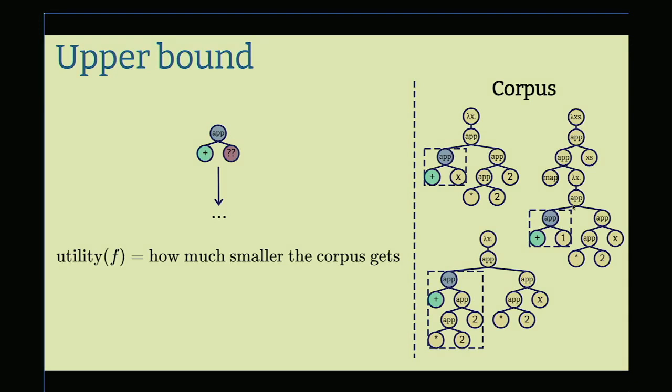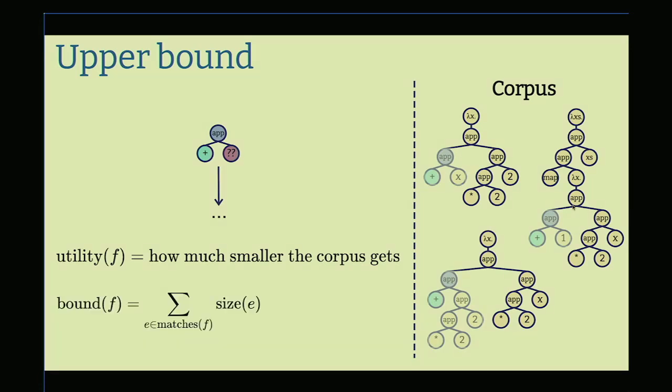Now, since our utility is basically how much smaller we get when we delete common structure, an over-approximation of this utility can be obtained by just deleting those subtrees completely. So in other words, our upper bound is a sum over the match locations of the size of the subtree at each match location. To make that concrete, we have 2 size 3 subtrees and 1 size 7, so you can add those up to get an upper bound.